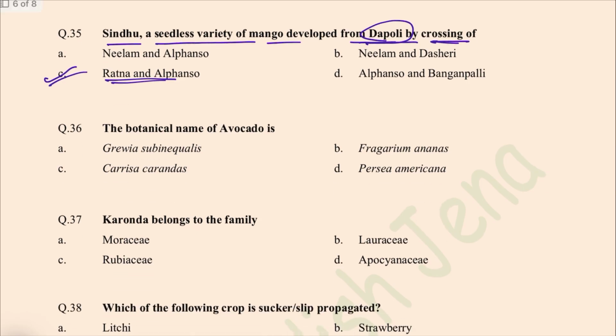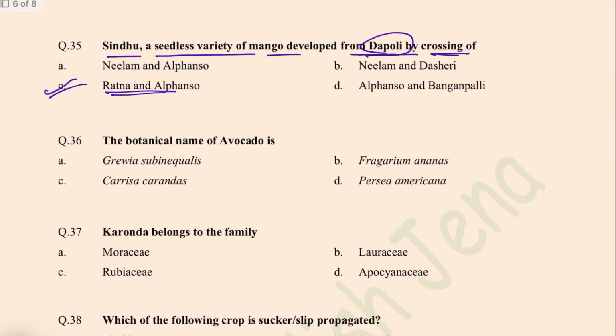Next question. The botanical name of avocado is Persea americana. So avocado is a tropical fruit tree native to America.